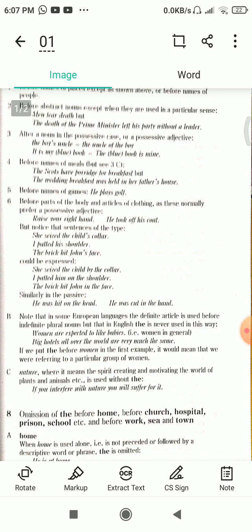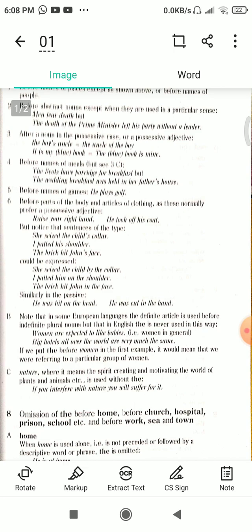But notice sentences of the type, these are the examples here. She seized the child's collar. I patted his shoulder. The brick hit John's face. These sentences could be expressed as number 1, she seized the child by the collar. Number 2, I patted him on the shoulder. Number 3, the brick hit John in the face.